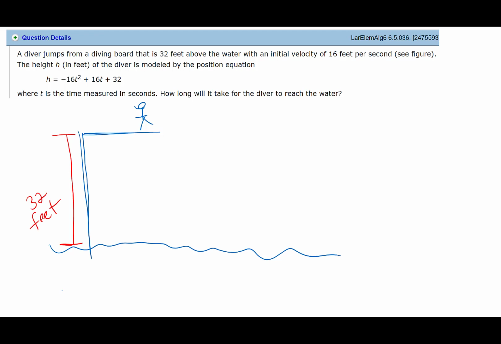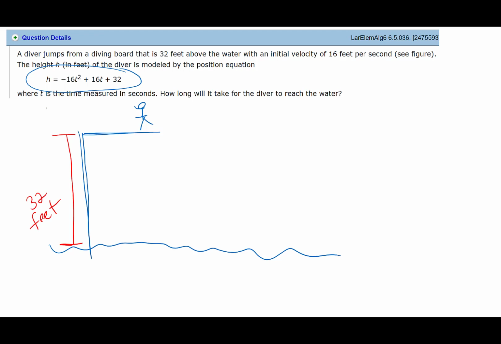And then if I continue the word problem, it says with an initial velocity of 16 feet per second. And then it does say in parentheses, see the figure, which WebAssign has a much nicer figure than I am sketching for you. It says the height in feet of the diver is modeled by the position equation. Okay, check out this equation right here. h equals negative 16t squared plus 16t plus 32. Now, how did they come up with that equation? I don't know. I don't know physics very well, but the equation is there for us, and we are supposed to solve for the letter t.